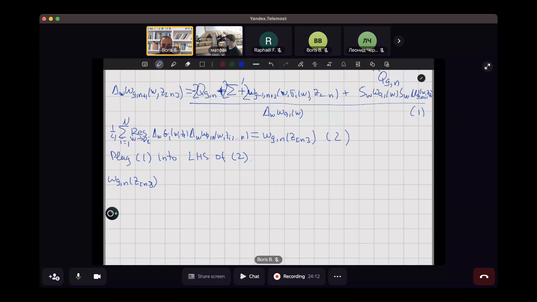So let me rewrite 2 in terms of omega gn plus 1. So I just have to write here n plus 1, here zn, and here n plus 1, and here n plus 1. Okay. Then omega g n plus 1 z n plus 1. Maybe let's do it like I suggest writing z0. So here. Then I should.